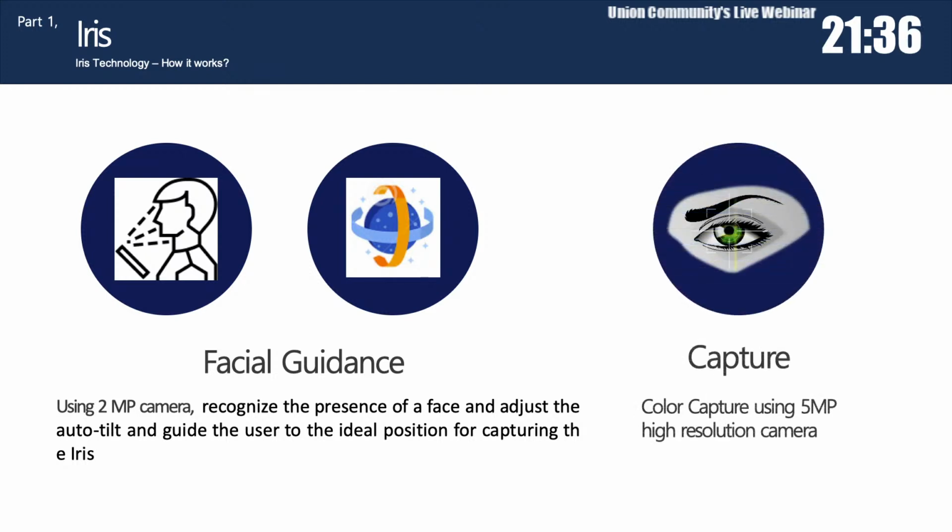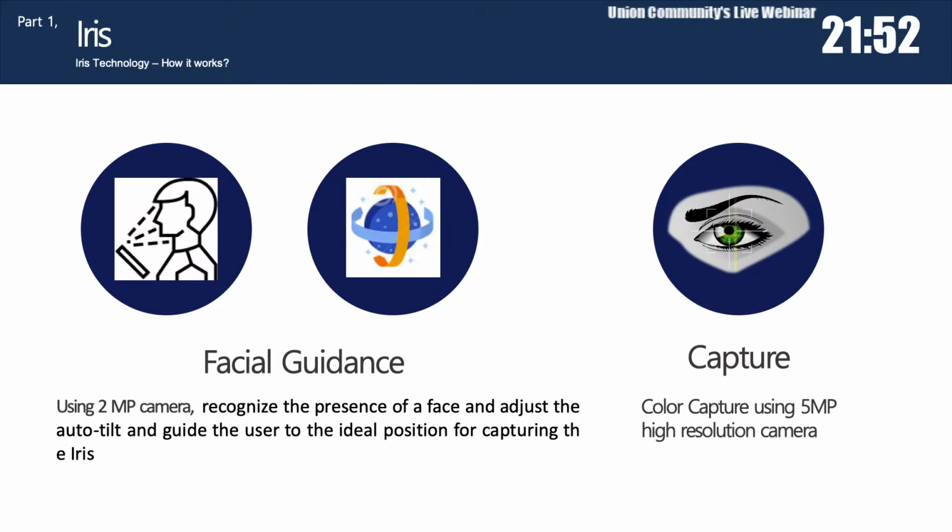And then after that, of course, it's the capturing using a secondary camera. We have a 5 megapixel high resolution camera for capturing the iris. The iris has very small points that it has to capture, so we have a higher resolution camera.